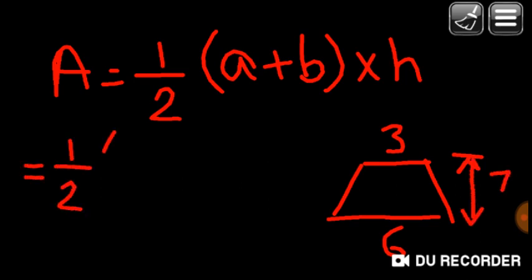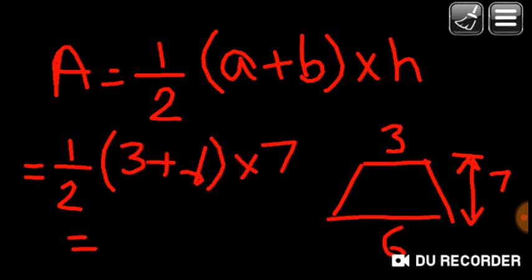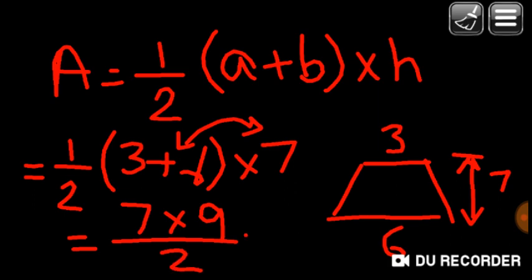It's going to be half 3 plus 6 times 7. So as a result, we have 9 times 7. So you will do this multiplication first. So 7 times 9 is going to give you 63 over 2. So finally, you will get the answer as 31.5. So this is how you can find the area of a trapezium.